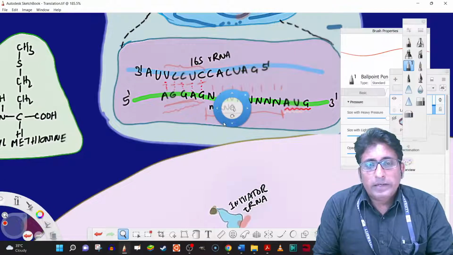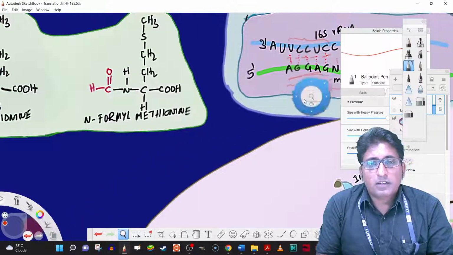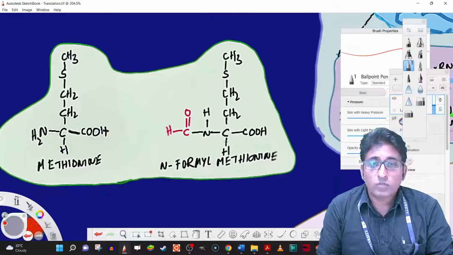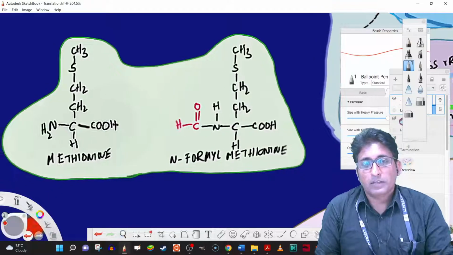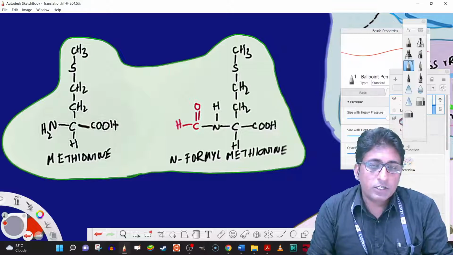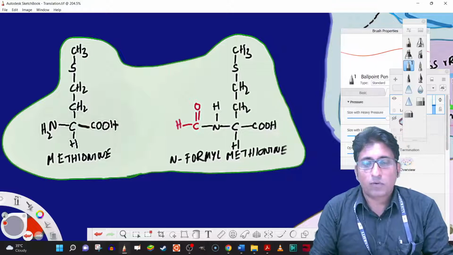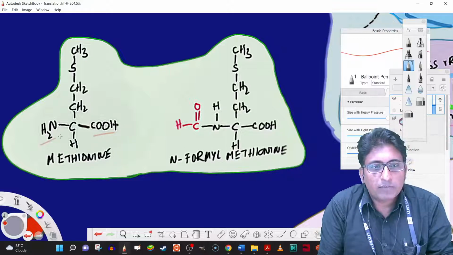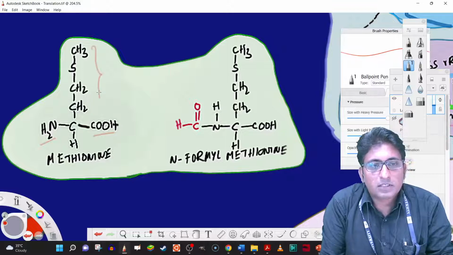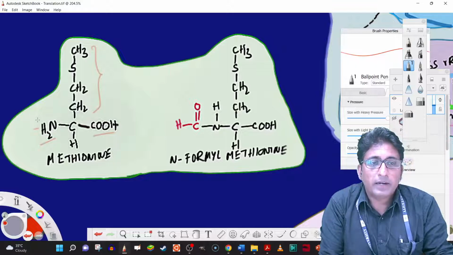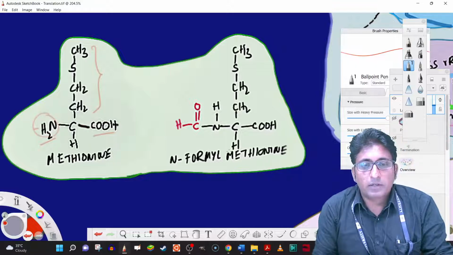So we also need initiator tRNA. Initiator tRNA is separate, and it is the one that recognizes the AUG codon, and when AUG is at the start of the open reading frame, the initiator tRNA carries N-formyl methionine. So if we have the carboxylic group, we have the amino group, and we have the sulfur-containing side chain, the methionine. There is an aldehyde group added to the amino group here. So we call it N-formyl methionine.